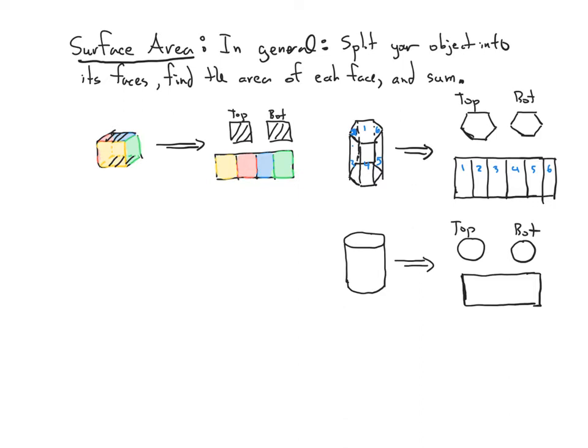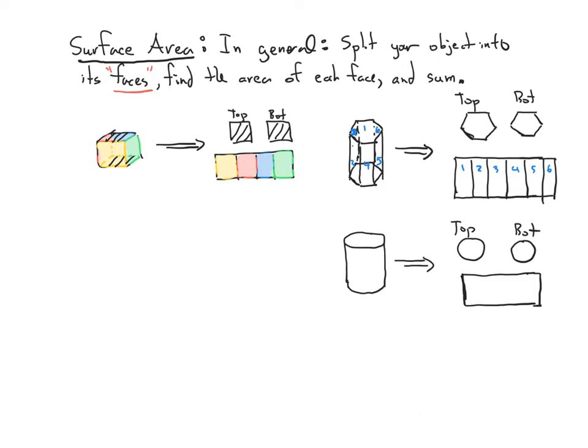So, in general, the easiest way to find surface area, I shouldn't say the easiest, but you can always do this: just split your object into its faces if you can, find the area of each face, and sum it up. And I'll put "faces" in quotation marks here, because if you have any curved objects like the cylinder down here, we don't really think of faces, but the same ideas will apply. Let me show you what I mean here.